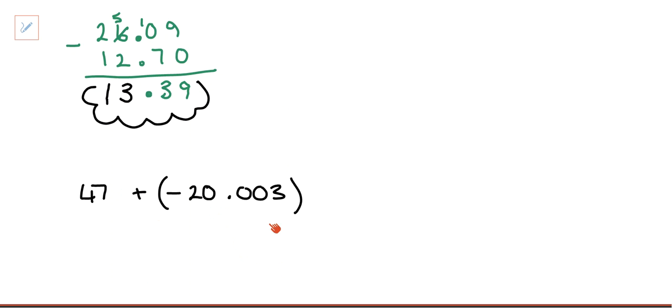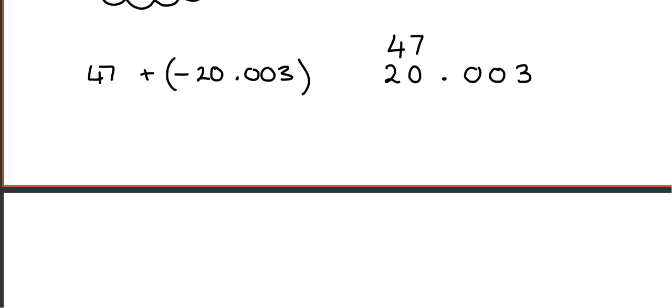Okay, so I'll leave you to do that one just a sec. Okay, so this one, 47 add negative 20.0000 whatever, 3. So we've already decided if we're adding a negative, that's the same as taking away. So we're actually doing this, so we're going to subtract.